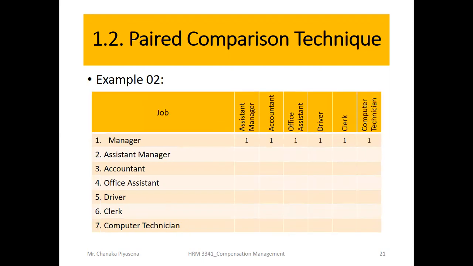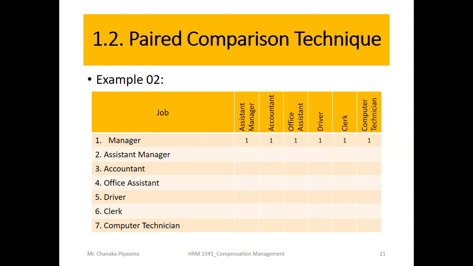Likewise, paired comparison: manager compared with assistant manager. The most important is number 1. It means the job of manager is more important than the assistant manager. When you compare in the first row, the job of manager is compared with each of the other jobs. The job of manager compared with assistant manager, which one is the most important? It is the job of manager. The job of manager is indicated by the number 1.